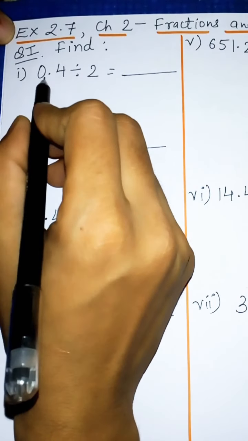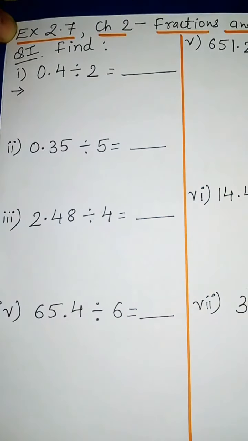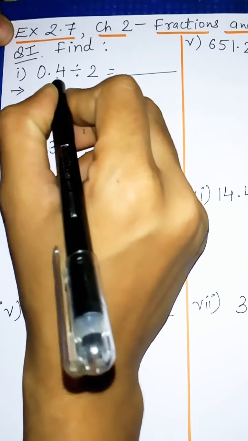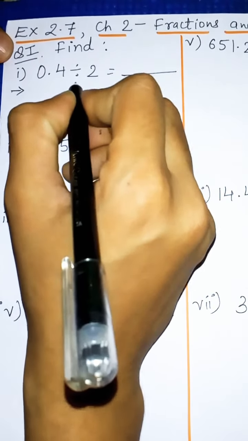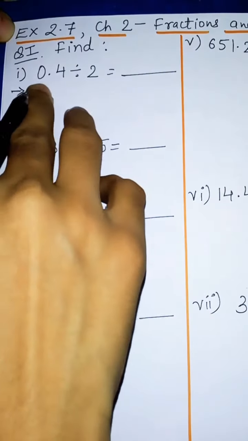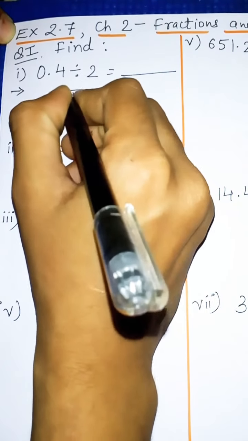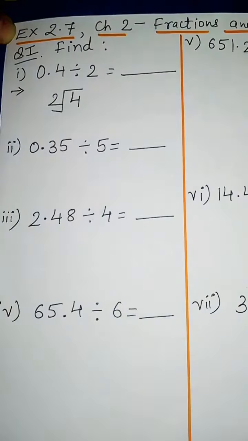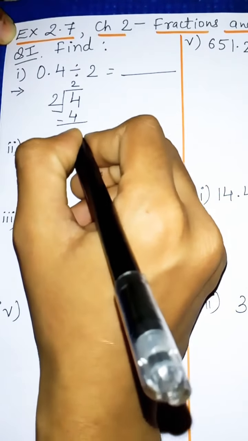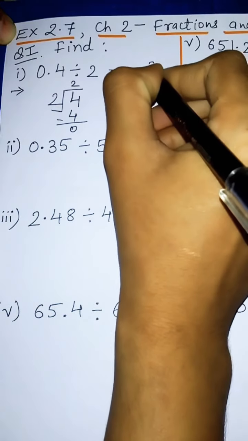Find, in that first one is 0.4 divided by 2. So first of all we will divide 4 by 2, without decimal point. First you will do simple division and in the answer you can adjust the decimal point. So 0.4 divided by 2 means we will divide 4 by 2. So it will be 2 2s are 4. 4 minus 4, 0. So our answer is 2.